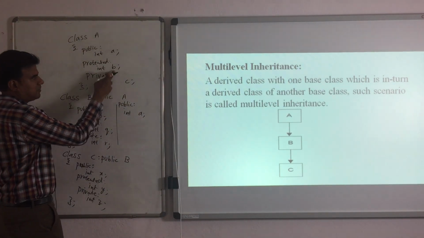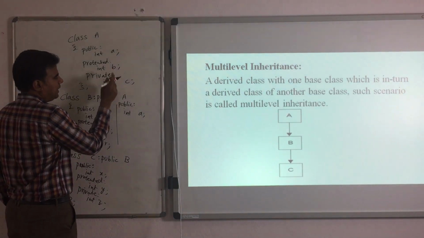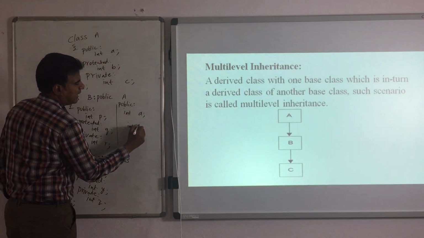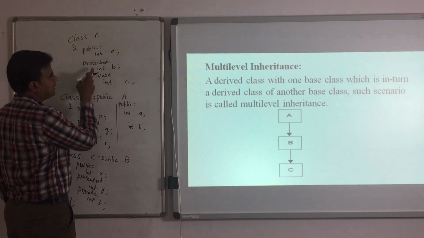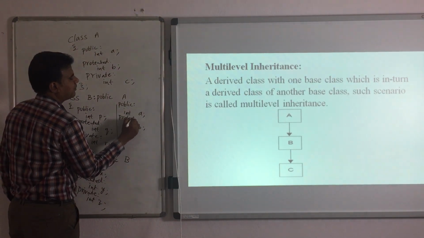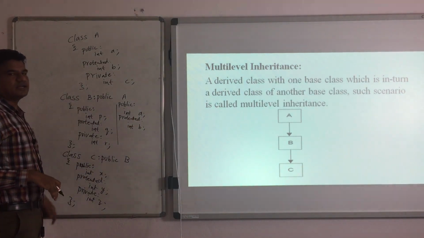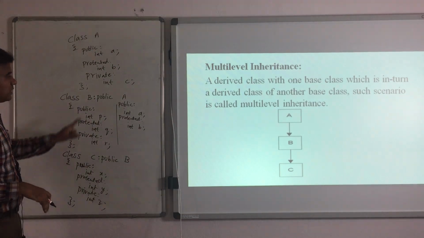Cool. Next, B, I am inheriting into the derived class. Its access modifier is protected, so it will remain as it is, protected. Next thing, I cannot inherit that C because it is private.